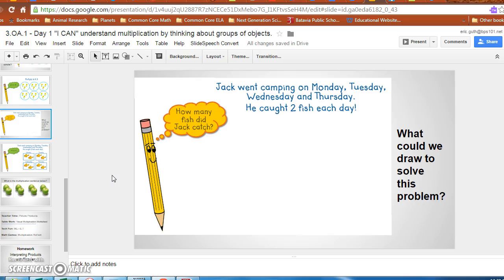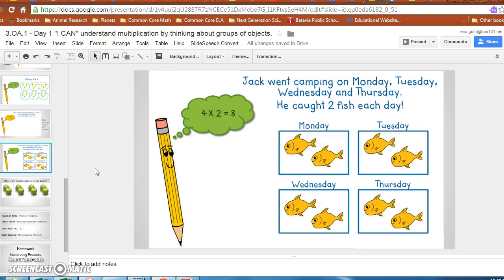Then I like to give them a word problem to work on too for each math concept. So Jack went camping on Monday, Tuesday, Wednesday, and Thursday. He caught 2 fish each day. What could we draw to solve this problem? So in this case they have to put kind of both steps together of how many boxes to draw and how many fish to put in each box to complete the problem. Again, I will give them a minute or so to work on it on their whiteboard, and then we will go over it, and it should look something like that.